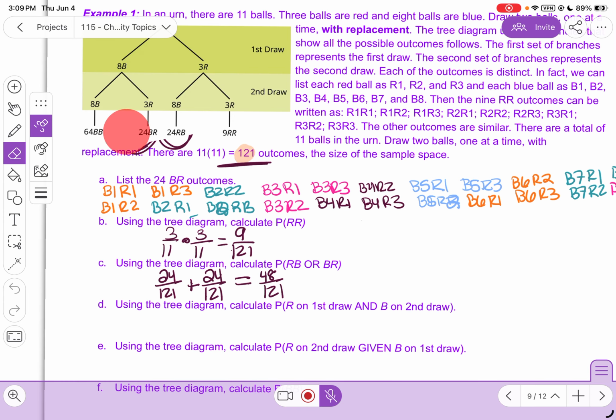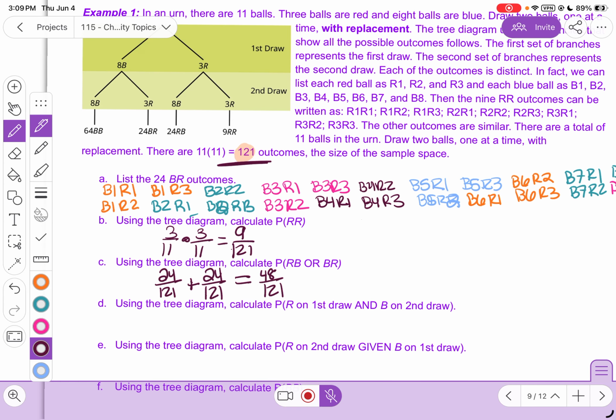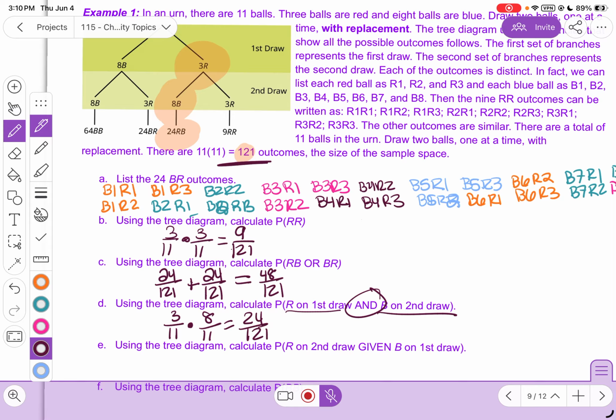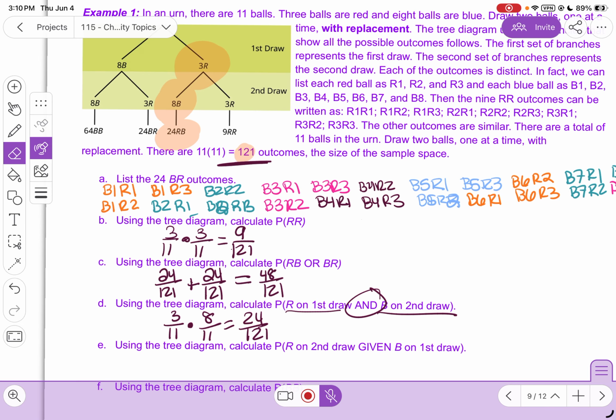Good. Using the tree diagram, calculate R on the first draw and B on the second draw. So R on the first draw is here, B on the second draw is here, and "and" is multiply. So 3 times 8 is 24. So if we multiplied, 3 over 11 times 8 over 11 gives us 24 over 121, which we can double check right here. The totals will not always be there for you.